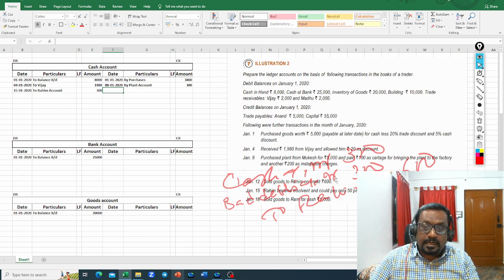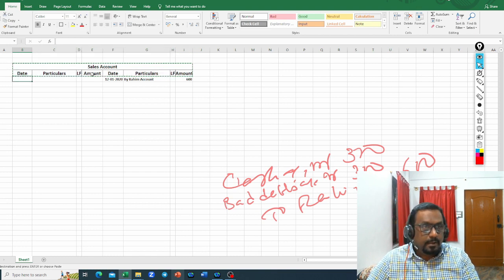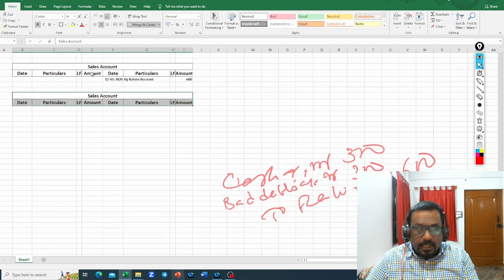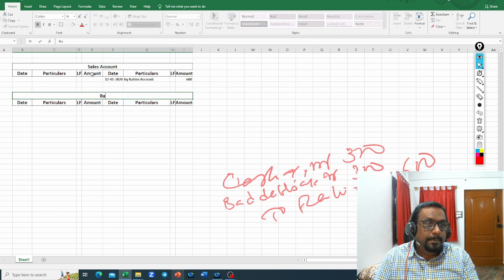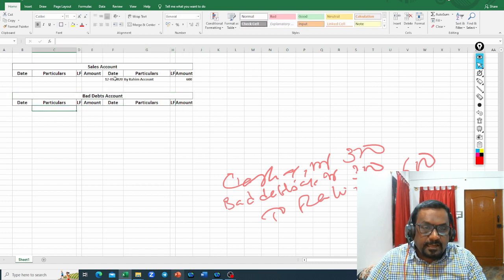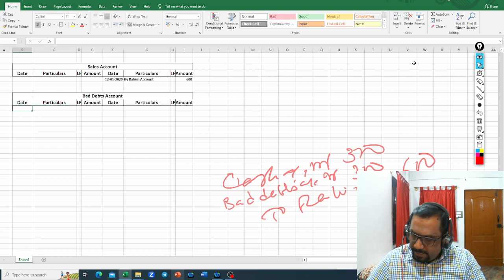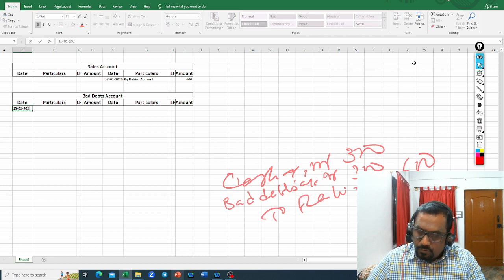Now, next one is bad debts. Bad debts account is debited. Do we have a bad debts account already opened? No. So you need to create one more account called bad debts account. So let us copy paste one more account. So here, instead of sales account, what I do, bad debts account. Bad debts account is debited. So I need to write in the debit side of the bad debts account. That is on 15th January 2020.